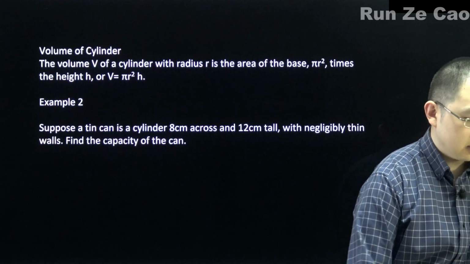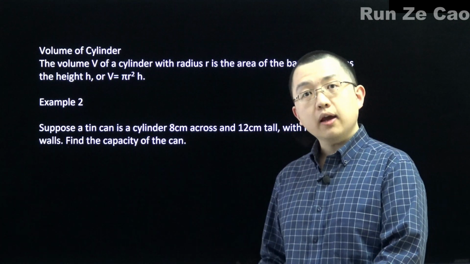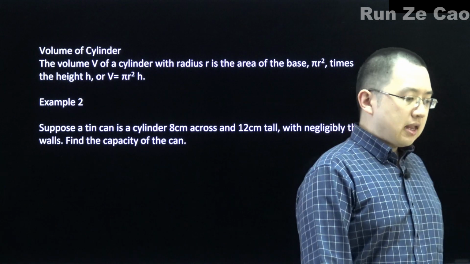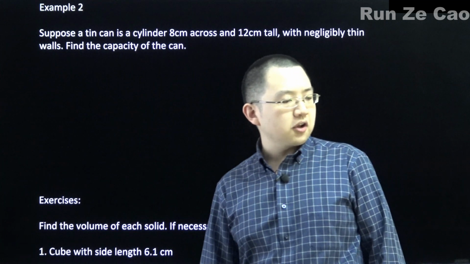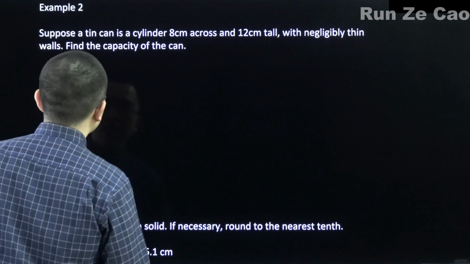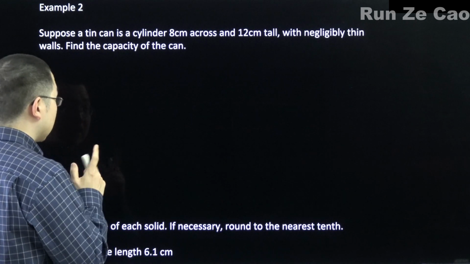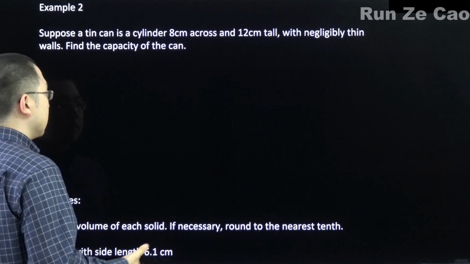Now for a cylinder, same formula. The base multiplied by the height. So suppose we have a tin can, which is a cylinder 8 centimeters across and 12 centimeters tall with negligibly thin walls. The reason why soda cans are not in fact this shape, just a cylinder, is because it would be too easy to crush them.